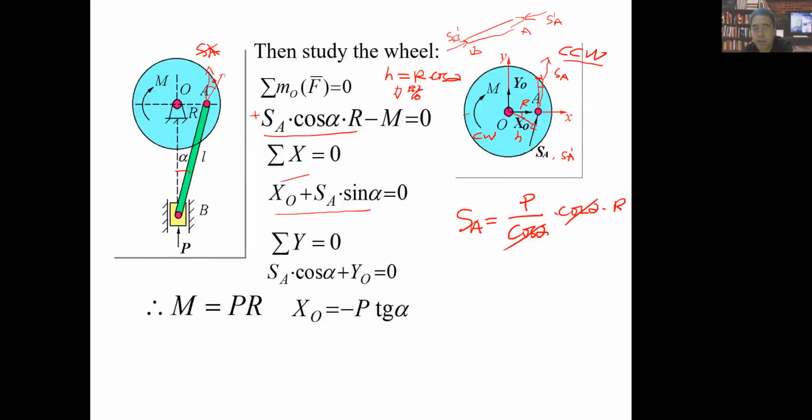From numerator and denominator, right? So we have now this M equal PR. So we also have XO and YO. So actually, this is a typical example of a body system.